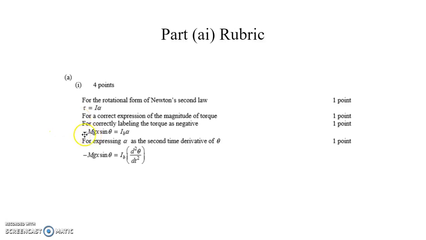Then, since, as I said, it is gravitational torque and acts in the opposite direction, we must put a negative sign at the front, which would give us the third point. And finally, for expressing the acceleration as the second derivative of position, or angular position, or theta, we would get the final point out of 4.